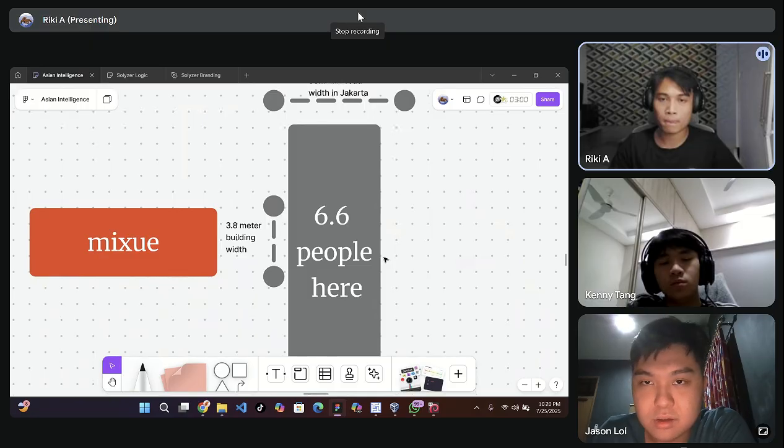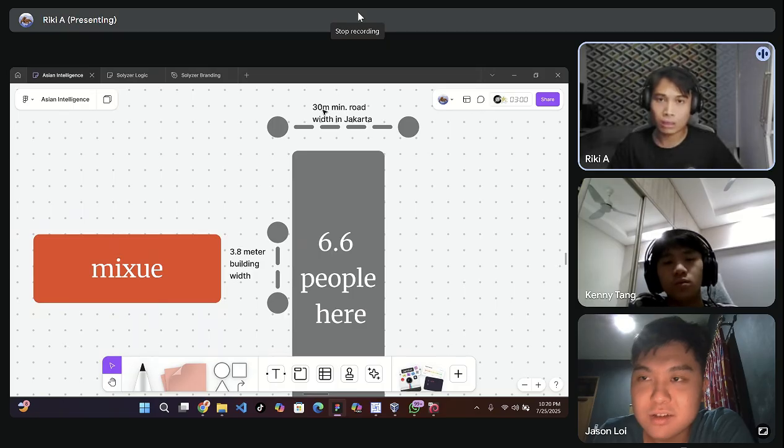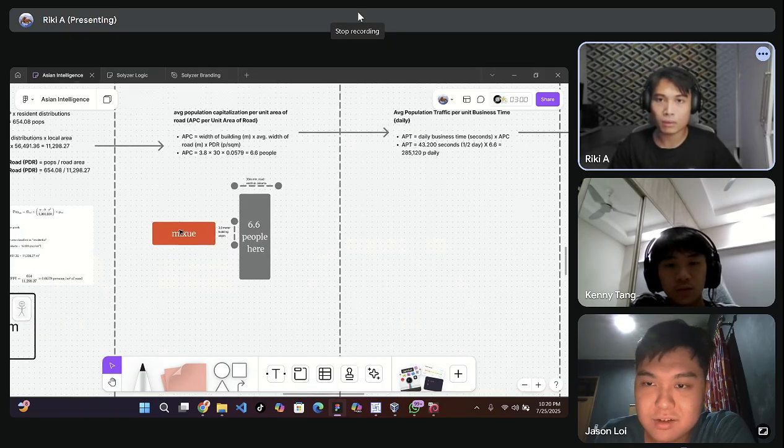What does it mean? It means that in front of the building, let's say it's a Mixue with the width of 3.8 meters, there are 6.6 people here per 1 unit time. And let's say the unit time is seconds. And 30 meters is the minimum road width in Jakarta.